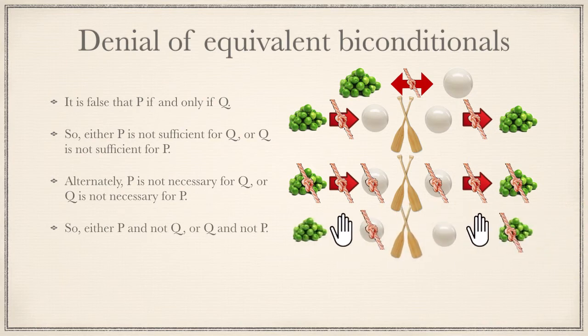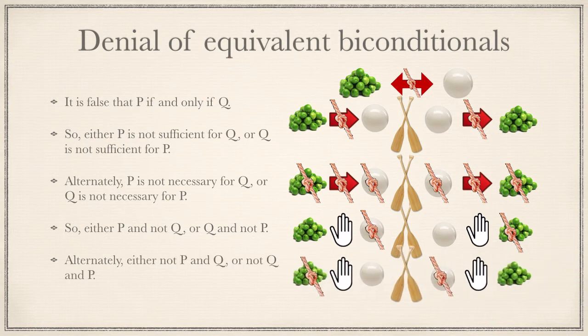To show that one proposition is not sufficient for another, we show an instance where the first is true and the second is false. From the denial of sufficiency for the biconditional, we have either that P and not Q, or Q and not P. Alternately, for the denial of necessity, we have either not P and Q, or not Q and P. Take a close look. These are identical except that some of the propositions are in different positions. Thus, these two propositions are equivalent. All this amounts to is that to show a biconditional is false, you merely need to provide an instance where the component propositions, namely P and Q, have opposing truth values.